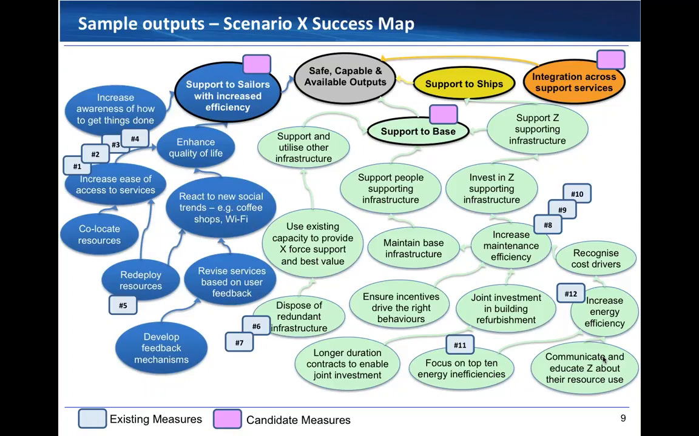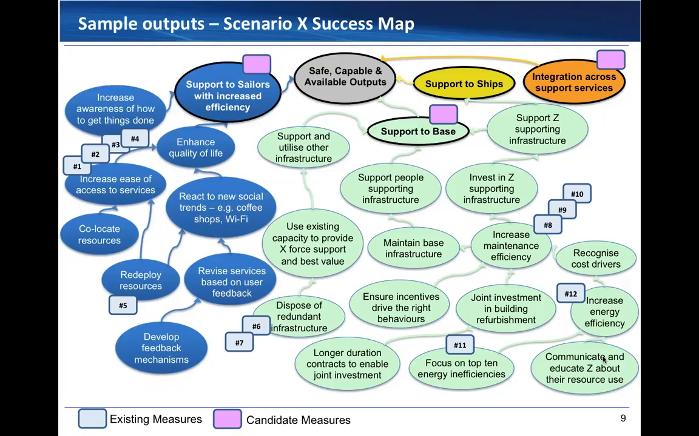But you can also see great big gaps where, for example, under the traditional WISME measures, the support to base at the higher level was not really tracked at all. One of the things we saw about WISME particularly was, in those days, quite a lot of focus on the easy to measure and quite operational things. And yet when you looked at the success map, some of the outcomes that people were looking for, the support to base, the integration across support services, those outcomes weren't really very actively tracked.